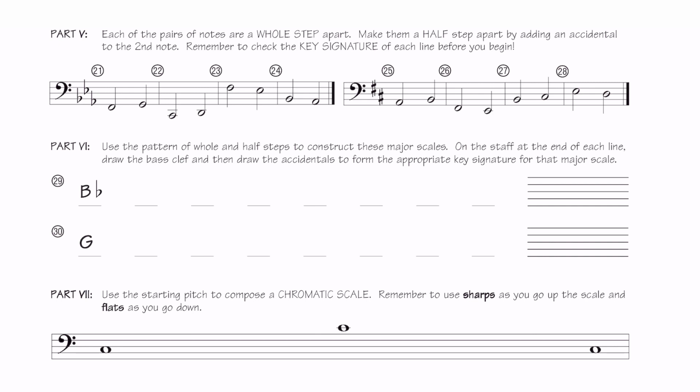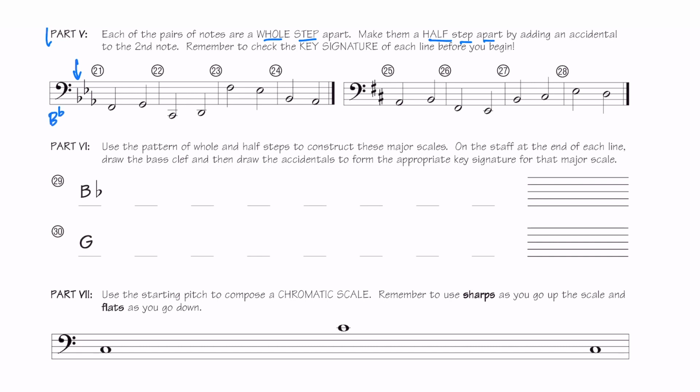On part number 5, we're going to get pretty difficult here. Each pair of notes are a whole step apart, and we just did this in a previous lesson. We're making them a half step apart by adding an accidental to the second note. What makes this hard is that we're also using a key signature.